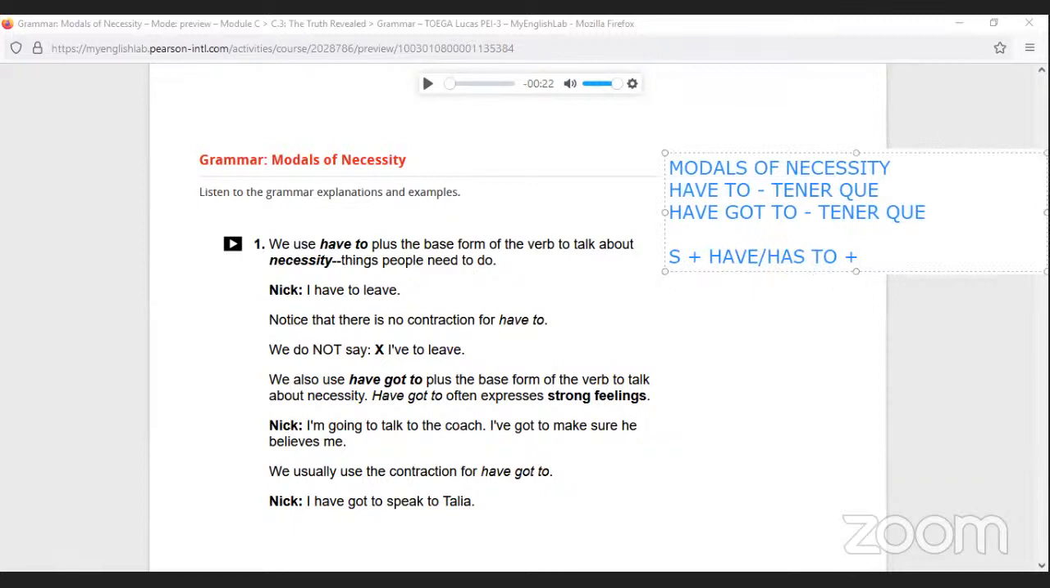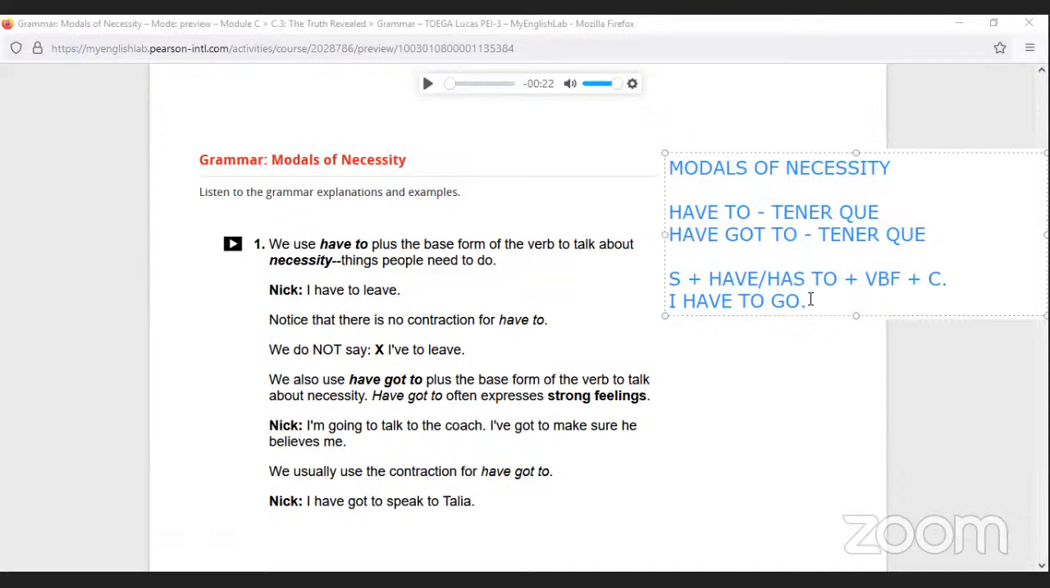It depends on the subject. And after this, we always have to use the verb in base form. And if we have a complement, it's okay. For example, I have to go. It's like a necessity, not an obligation in this case, but more than a need. You need to go right now because maybe it's late, for example. This is necessity. So in affirmative, I have to go.